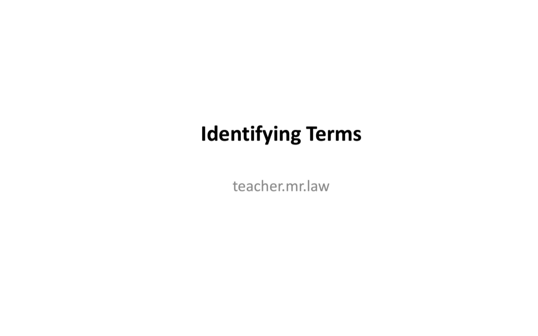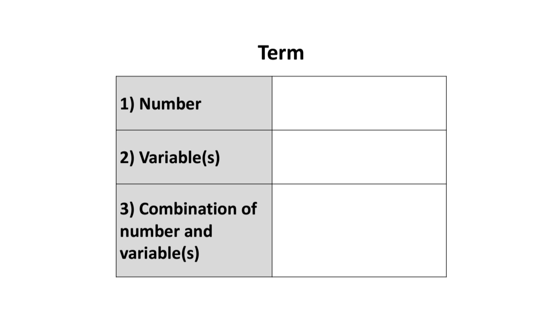In today's lesson, we'll be identifying terms. In a previous lesson, we learned that a term can be a number, a variable or variables, and a combination of a number and variable or variables.